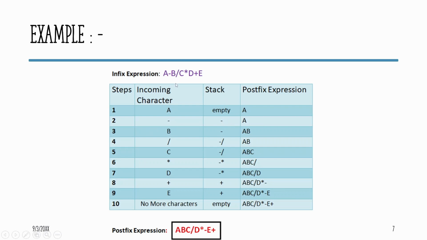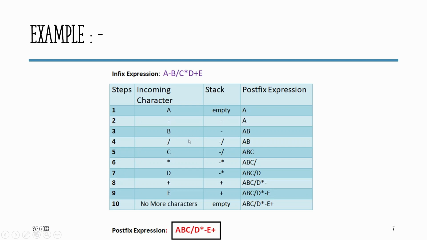Further, there is the third element, which is b. Now b is an operand, so again we'll append it to the postfix expression, or we'll just print it. Now the fourth element is the division. As we know that division is of higher precedence than the minus, we could simply push it on the stack. So it is pushed on the stack. If it would have been of the same precedence as minus or lesser precedence, then we would have had to pop out the minus and then add it on the stack. But as division is of greater precedence, we'll just push it on the stack.